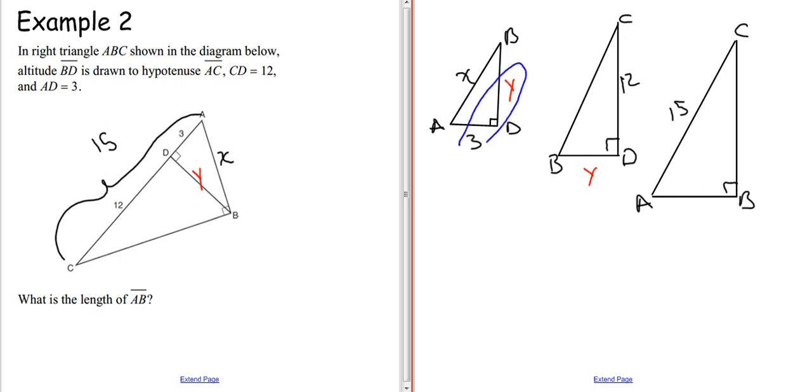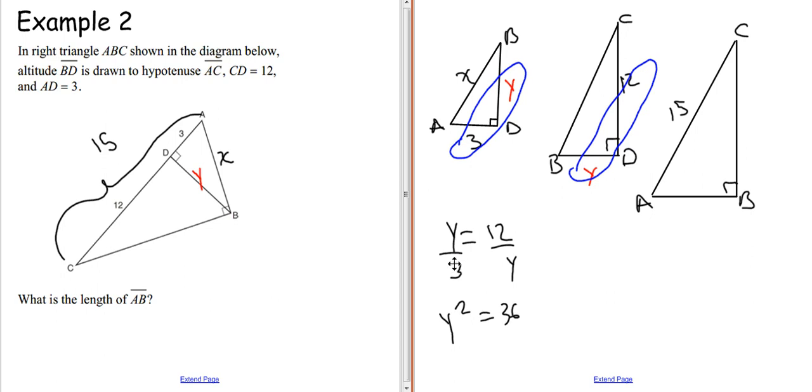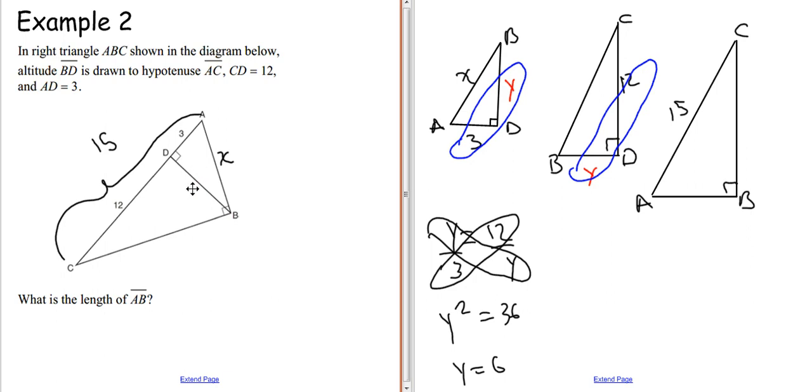I have a proportion right here to do it. So I could say Y over 3 is equal to 12 over Y, and after you cross multiply, you get Y squared equals 36, which means Y is equal to 6. So now I know that this is 6.